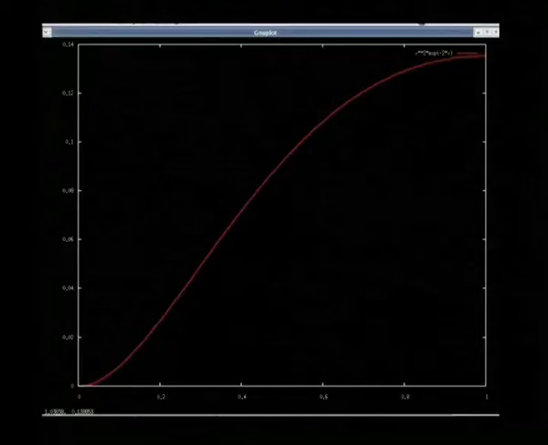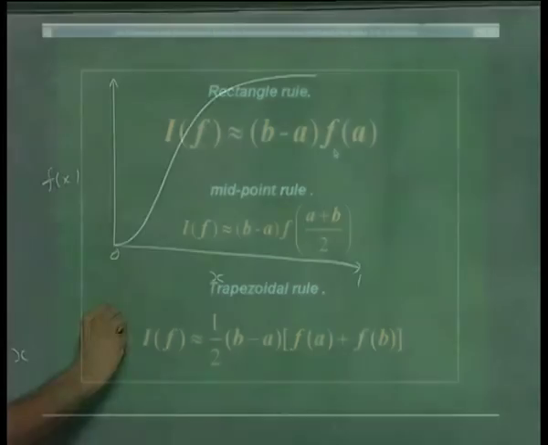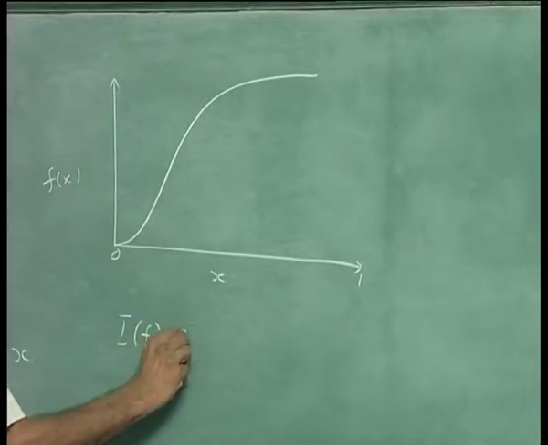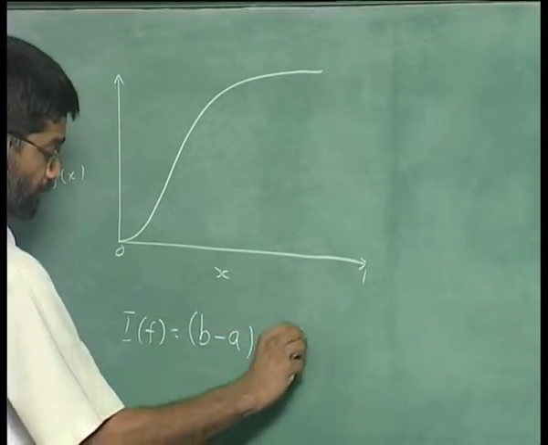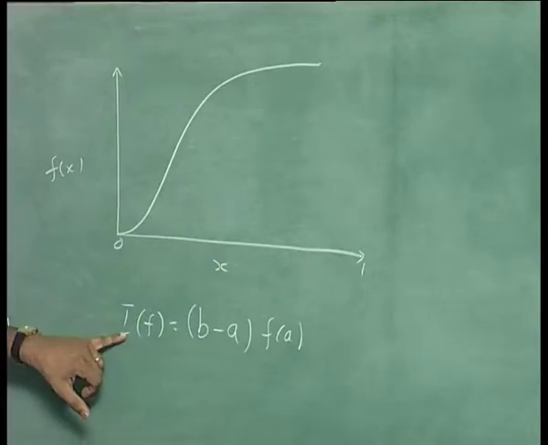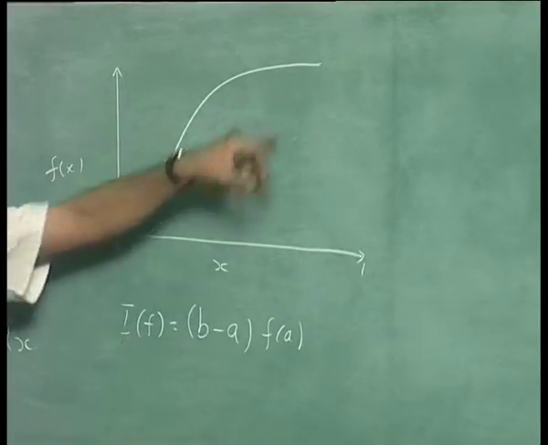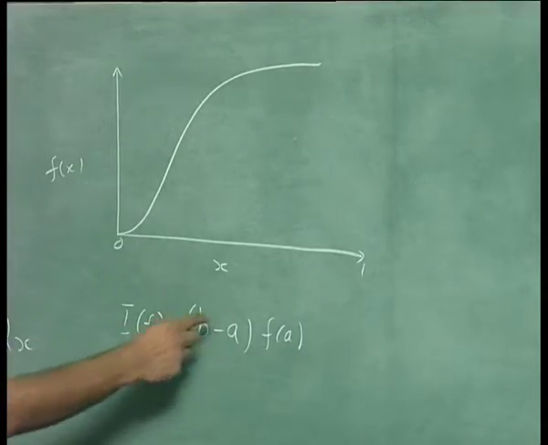So we want to use one of these methods. First, let's start with the trapezoidal rule. So that is saying I of f is b minus a into f of a. In the first rule, we are going to use the trapezoidal rule, in which we approximate I of f by b minus a into f of a. As I said earlier, this is actually approximating the area under this curve by just a rectangle, right? As you can see, you evaluate f of a and b minus a.